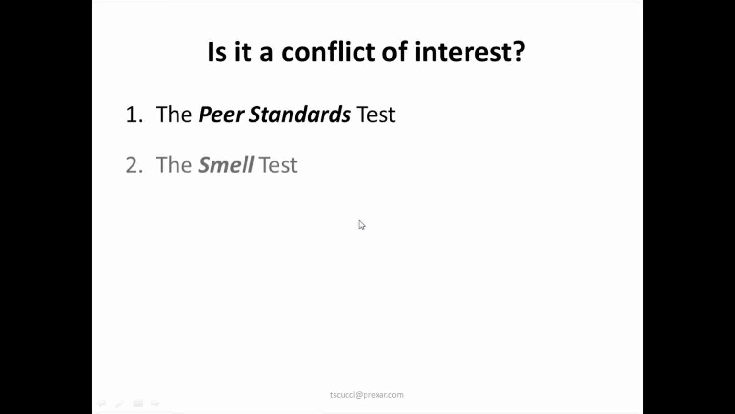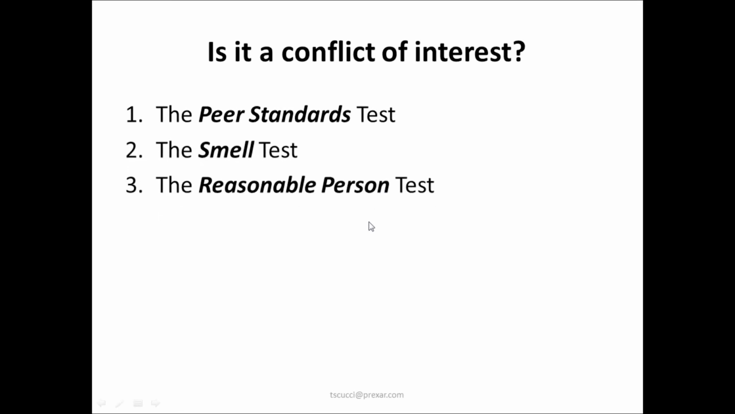So here are 4 tests for determining whether you have a conflict of interest. And I'll go in depth on these in a few minutes. But one is the peer standards test. By implication, you look at your peers, and if it passes muster with them, then you know it's not a conflict of interest, or that it is.